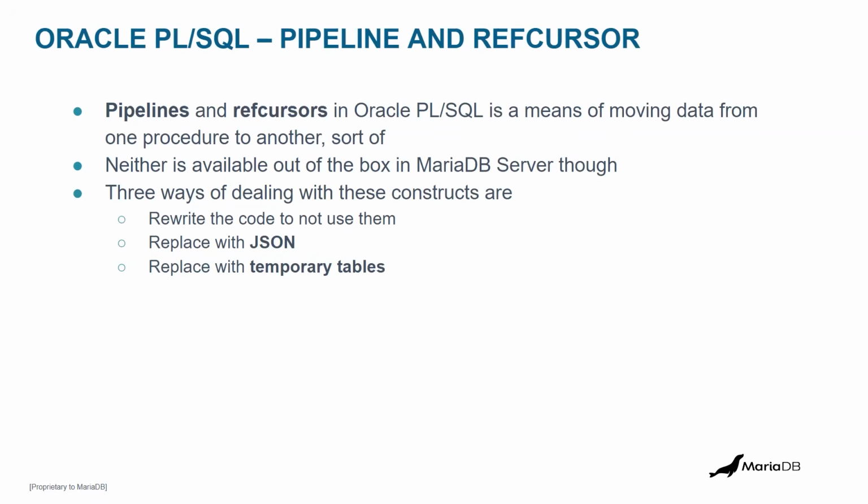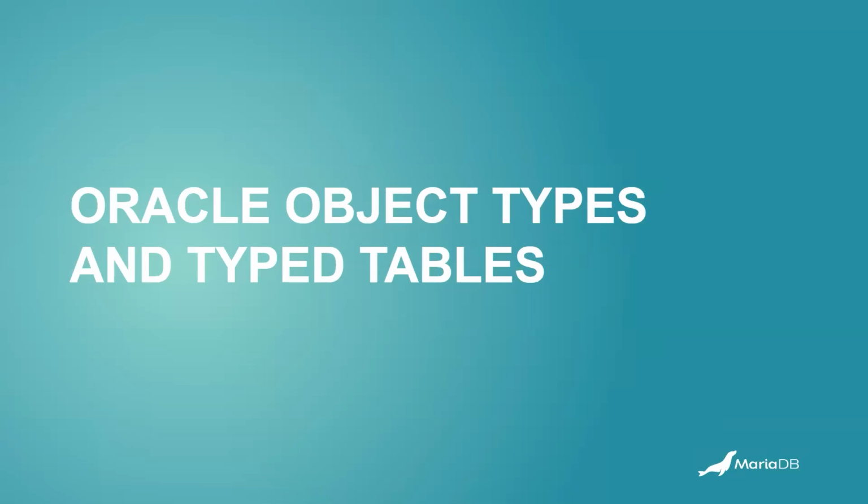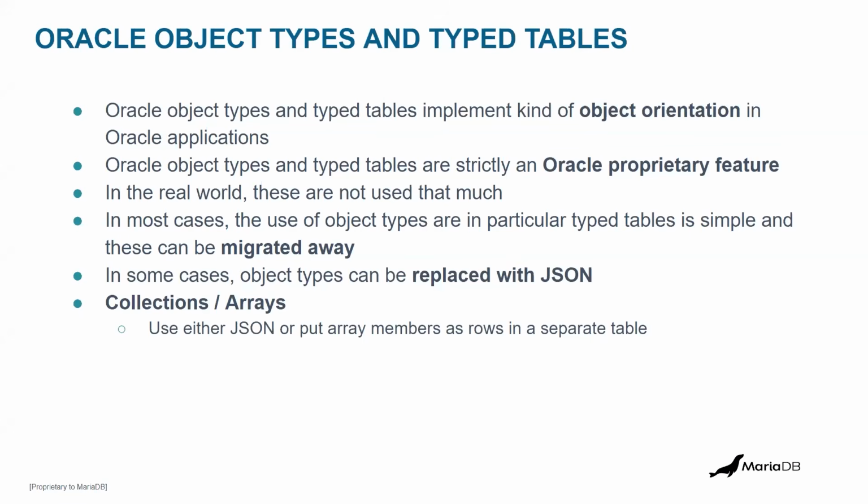Pipelining and ref cursors are Oracle features that are used to pass data between different parts of the application, such as between functions, procedures and packages. MariaDB doesn't support any of these. What can you replace them with? Well, I would say you can replace them with JSON and temporary tables, but your best bet is likely to rewrite the code to not use this passing of data between procedures or aspects of procedures at all. It depends on your situation, of course, but in general, always consider doing a rewrite to get rid of these constructs.